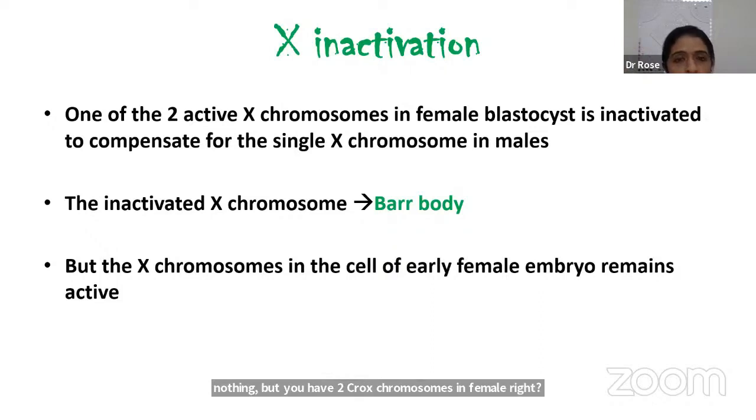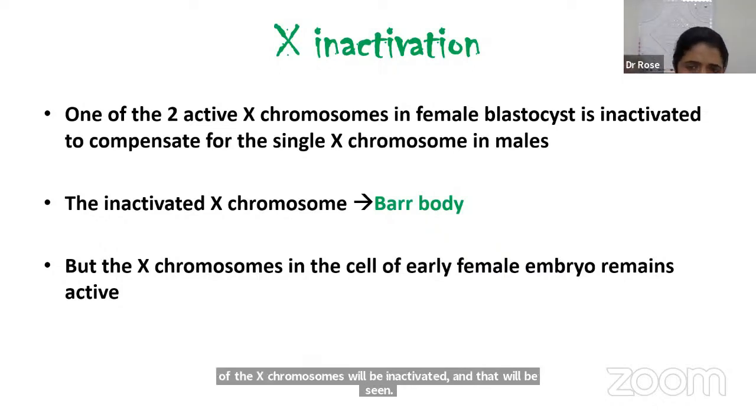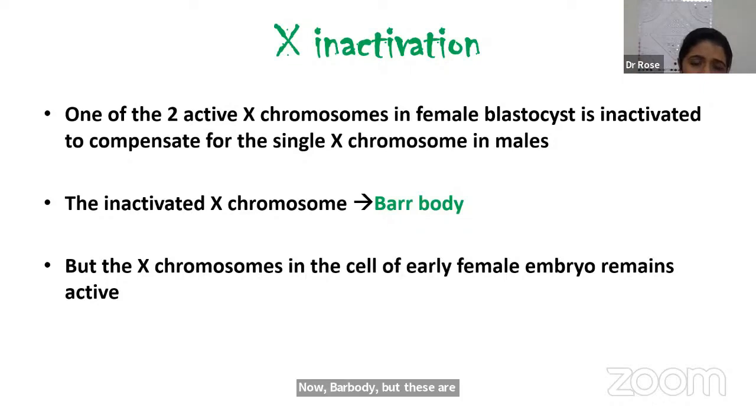So if there are two, actually it should be an overdose in females, but that should not happen. So what will happen is one of the X chromosomes will be inactivated, and that will be seen as a Barr body. But these X chromosomes are actually very active in the early female embryos, but towards the later stages of development, one of the X chromosomes will be inactivated, and that is what we call the Barr body.